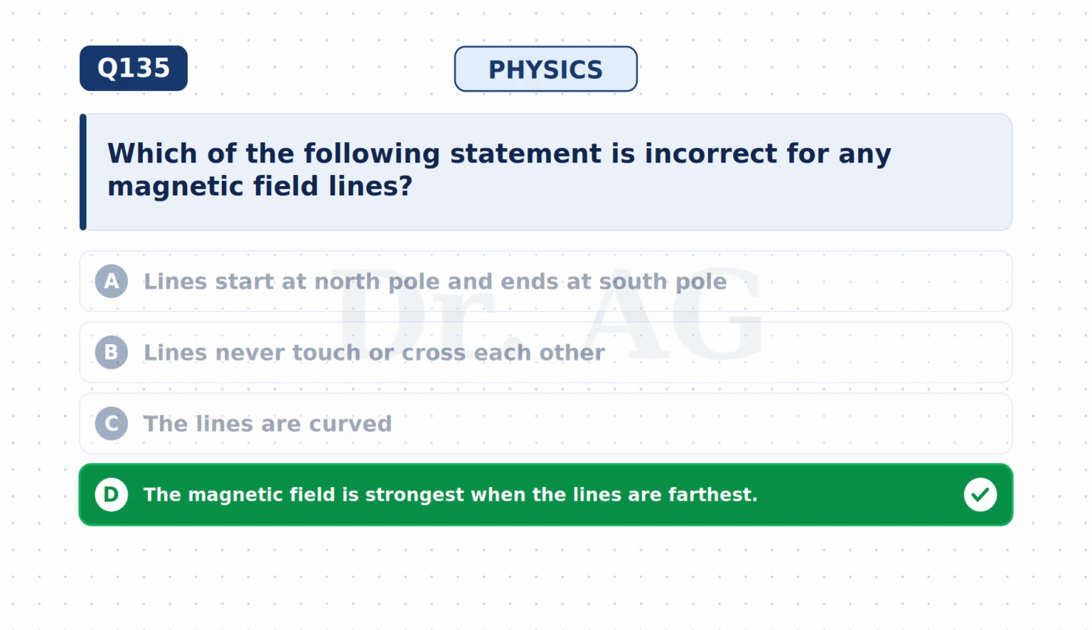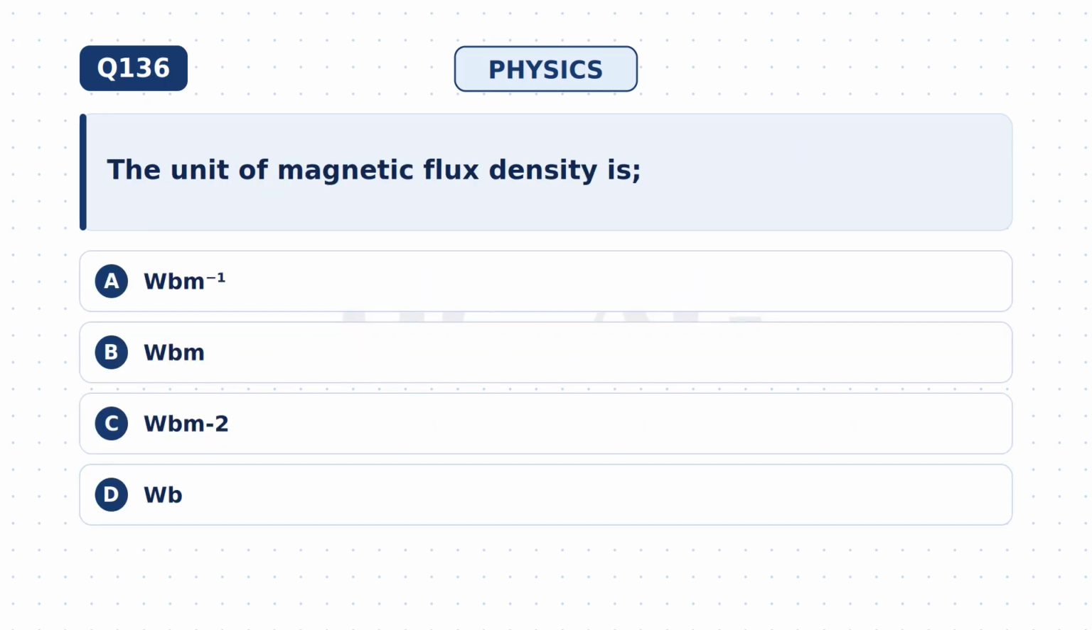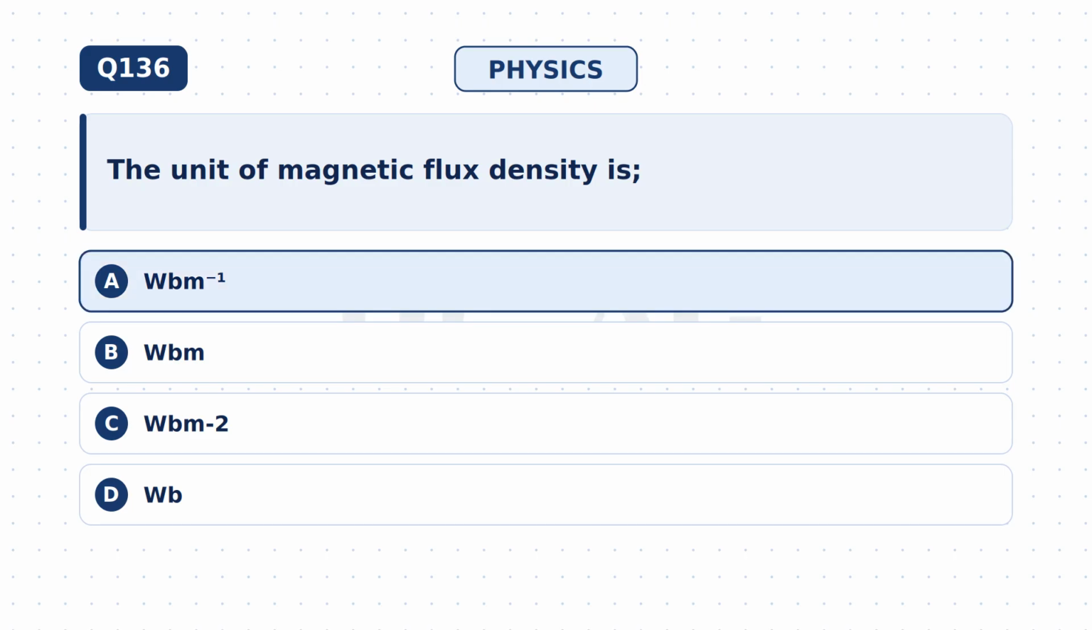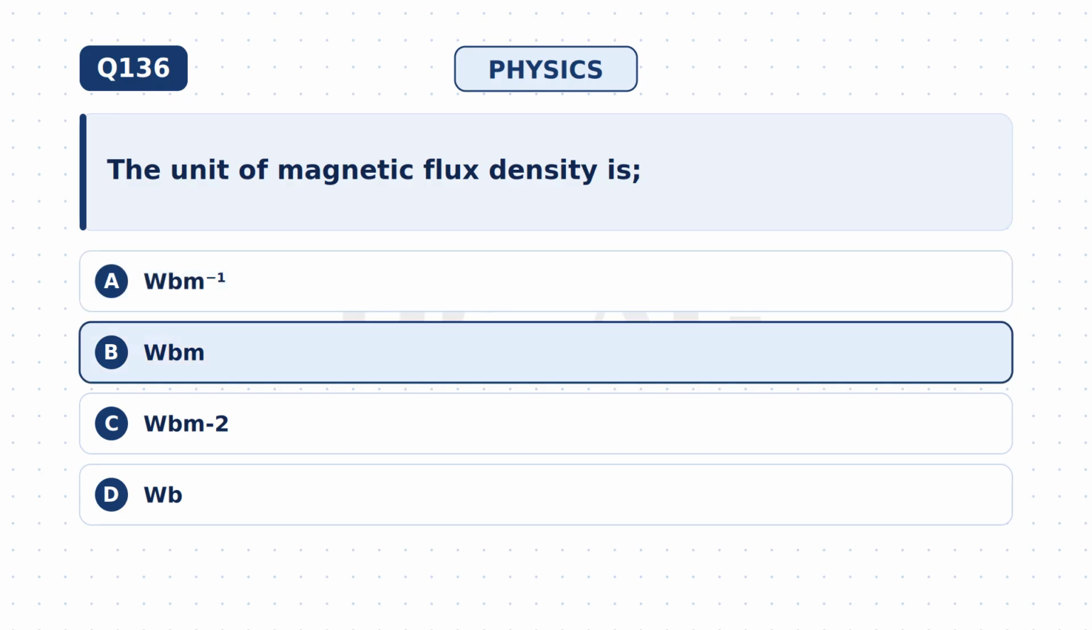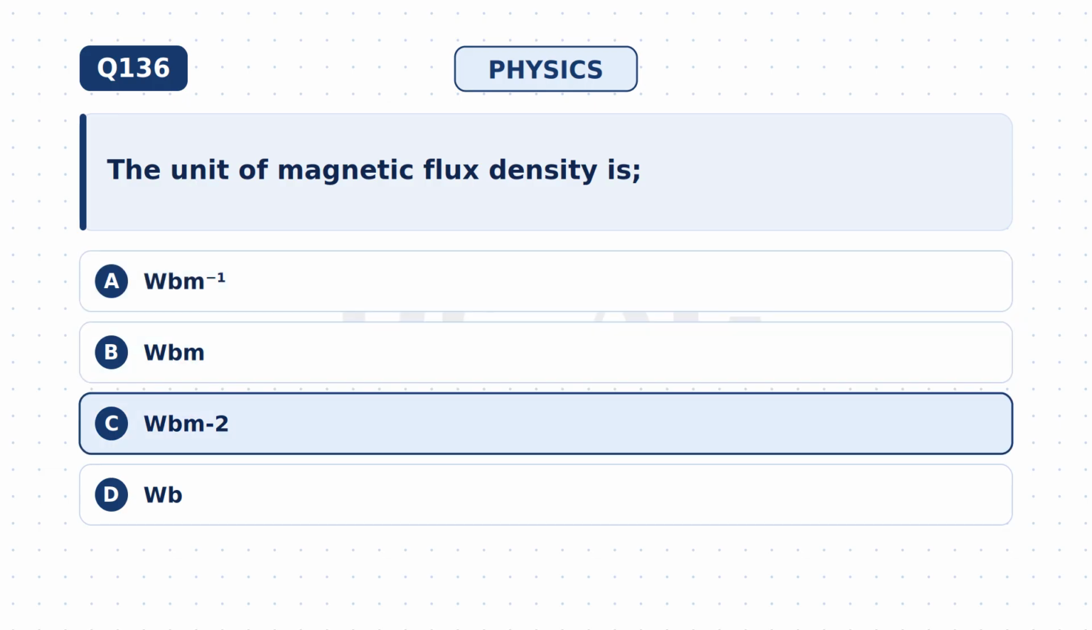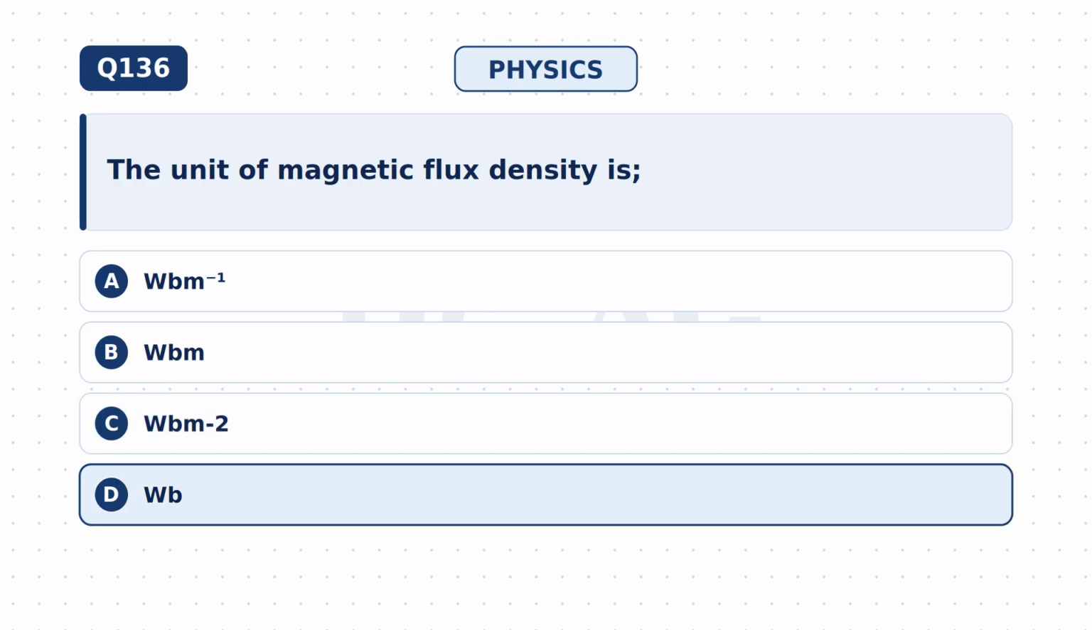The correct answer is D, the magnetic field is strongest when the lines are farthest. Question 136. The unit of magnetic flux density is. Option A, WB m to the power minus 1. Option B, WB m. Option C, WB m^2. Option D, WB.